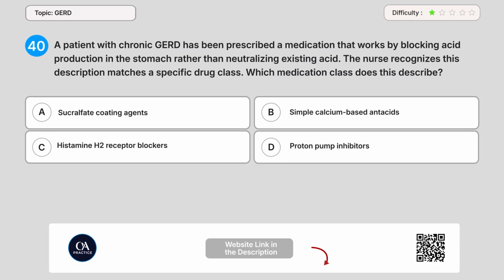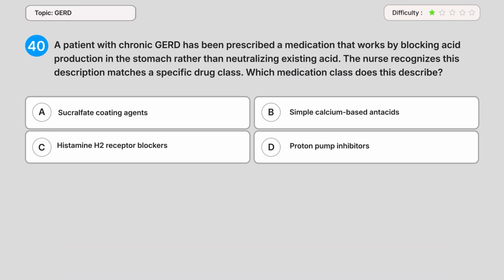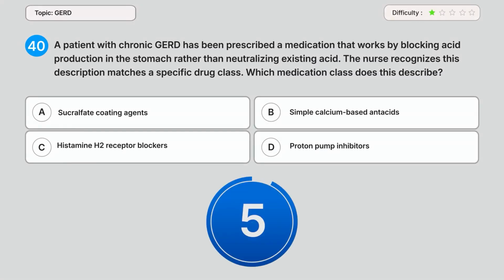A. Sucralfate coating agents. B. Simple calcium-based antacids. C. Histamine H2 receptor blockers. D. Proton pump inhibitors. Can you guess the answer?